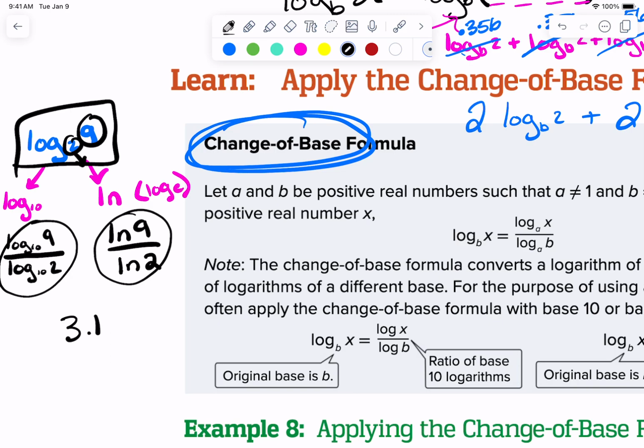3.17 is what you should get. Something like that. For log and ln, they should both be the same. Log of 9 divided by log of 2 is the same thing as ln of 9 divided by ln of 2.